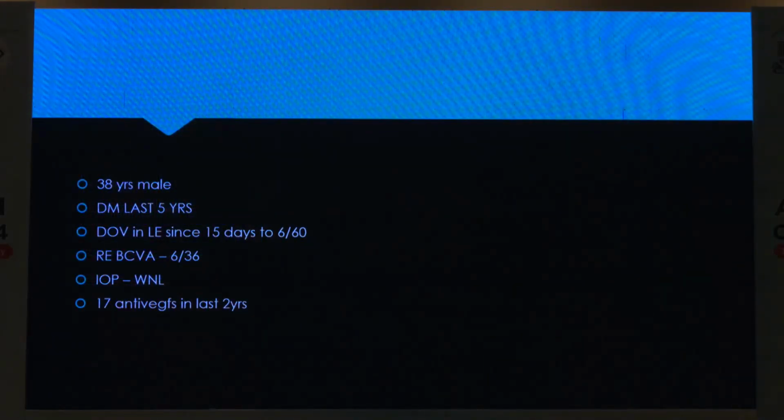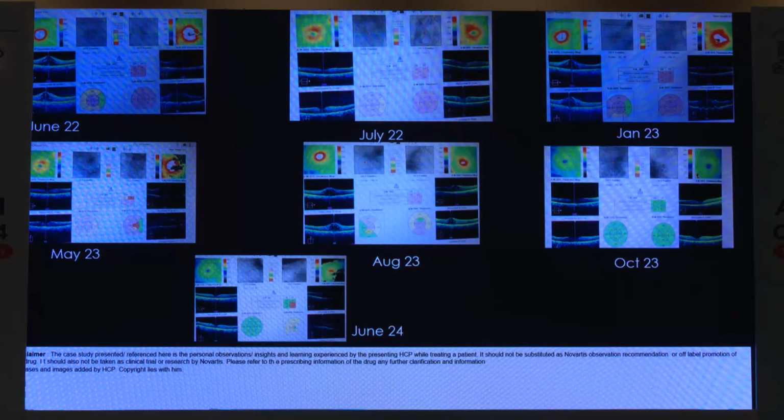38 years male, a very interesting case, judge by profession for the civil court. Diabetic last 5 years, had left eye diminution of vision since 15 days to 6/60 and right eye 6/36. Already had 17 anti-VEGFs in the last 2 years with me only, with multiple combinations, permutations, whatever I can do. And at the end, in June 22, we came up with Pagenex. So this is my follow-up, how he has gone with June 22, then July 22. At first we gave in June, in July we just did a follow-up and continued with a Nepafenac kind of drug.